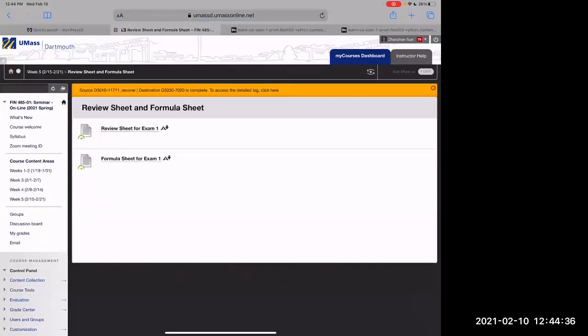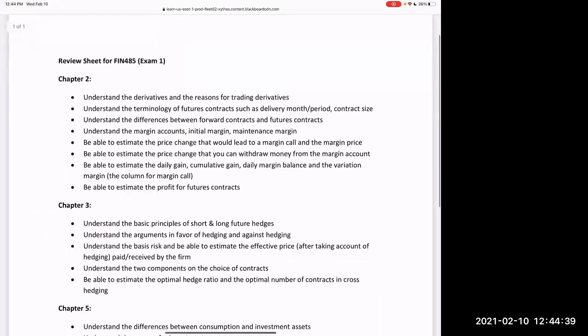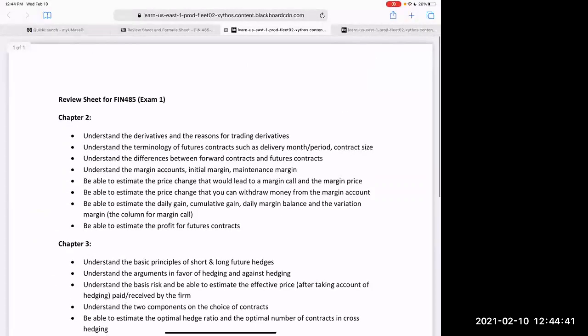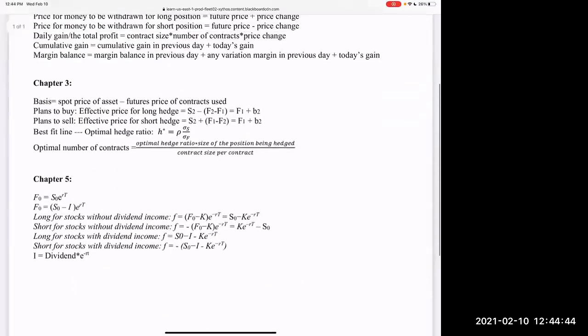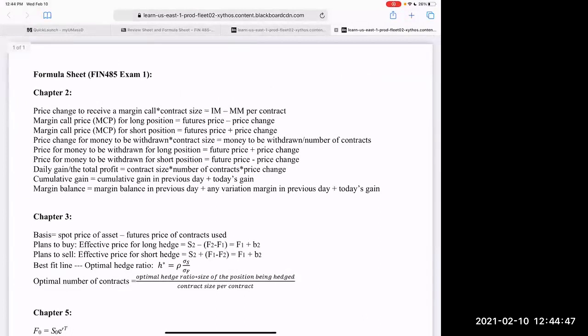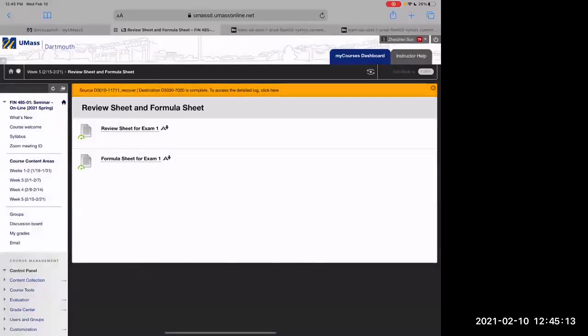Review sheet, formula sheet, I posted here. You need to go through the review sheet, okay? When you study the material and the formula sheet, my suggestion is either you print out the formula sheet or you handwrite on paper all the formulas, okay? Because the test will be online, it's not convenient to check the formulas online and do the test online. I think it saves time to just have the formula sheet in your hand. Okay, so that's the formula sheet.